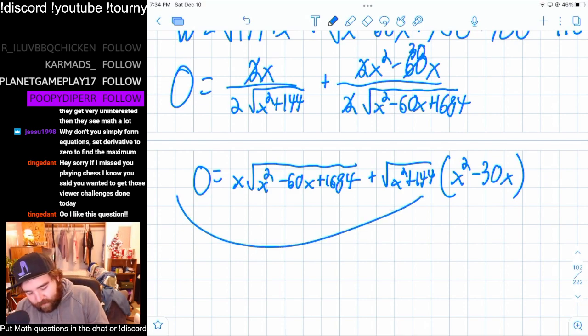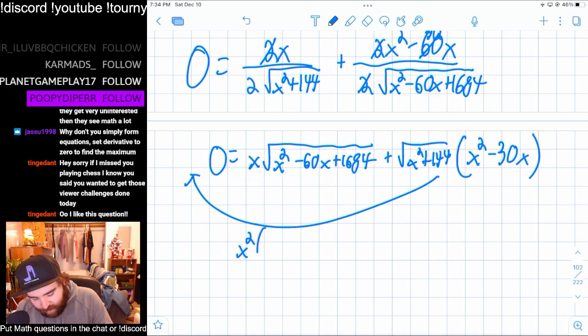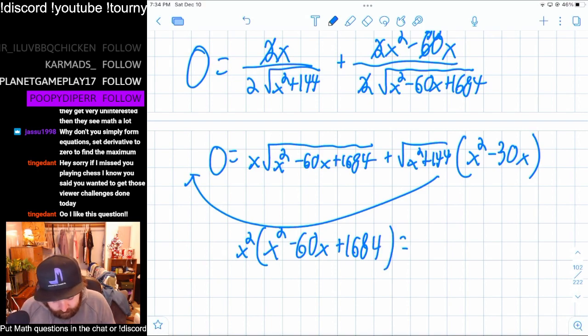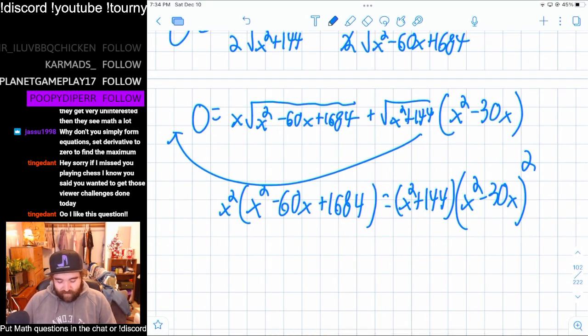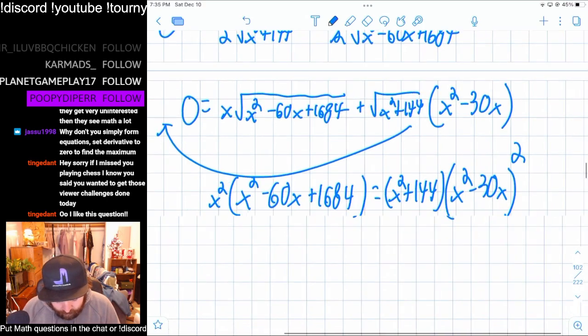So now I'm going to move this to this side and square both sides. So I'm going to have x squared minus 60x plus 1684 equals, well, I guess at least they are multiplied by each other. So x squared plus 144 times x squared minus 30x squared. That's going to give me x cubes, though. Oh my gosh, I thought I was going to like this question, but this got big.